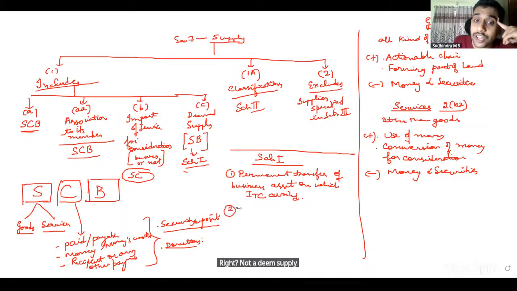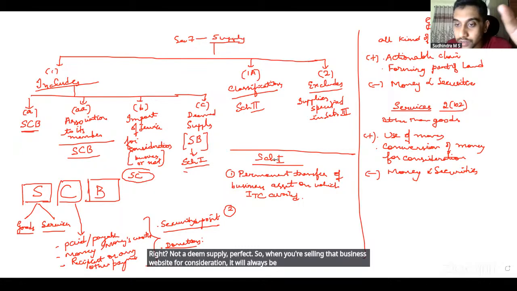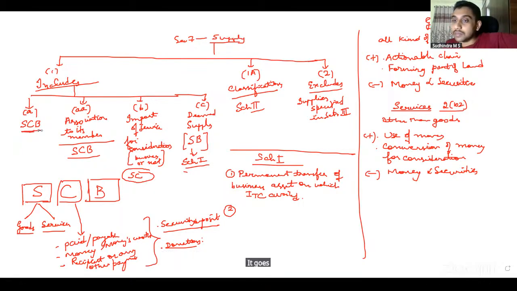Perfect. So when you are selling that business asset for consideration, it will always be a supply. You need not refer to Schedule 1 because it goes under SCB, section 7(1)(a). Very good.